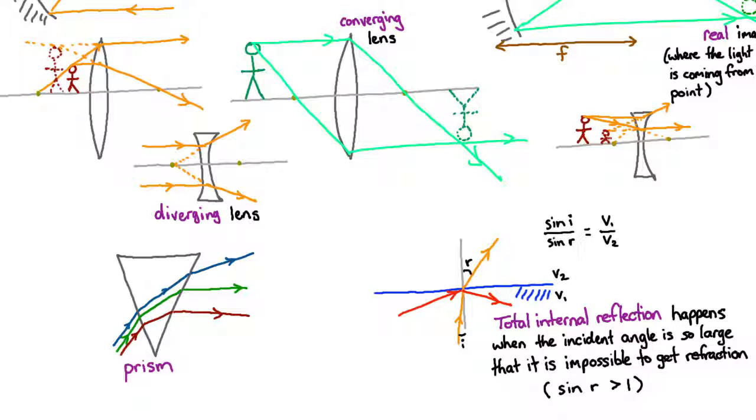And this is actually a way of making a very high efficiency mirror. So some kinds of mirrors are actually based on using total internal reflection.